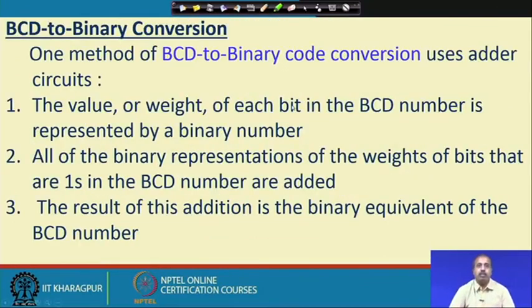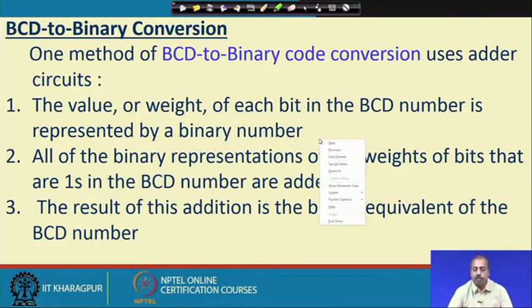So, first we will be looking into BCD to binary conversion. One method for BCD to binary conversion is by some adder circuit. The value or weight of each bit in the BCD number is represented by a binary number, and all of the binary representations of the weights of the bits that are 1 in the BCD number will get added. This way we can have some adder circuitry, and using that adder we can convert the BCD number to binary number.